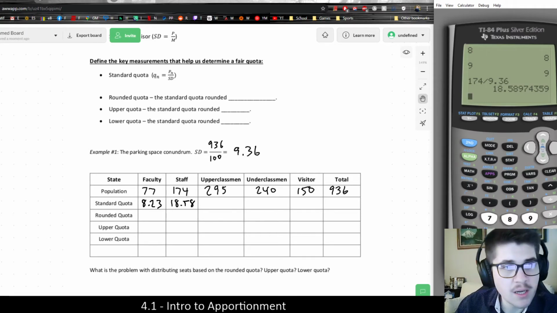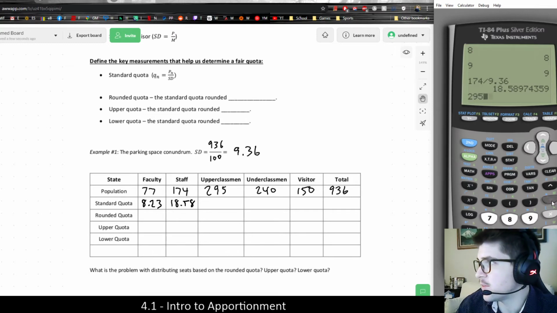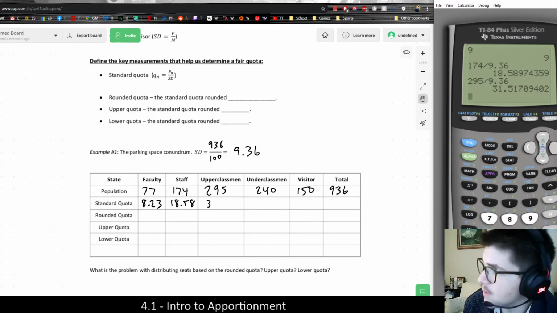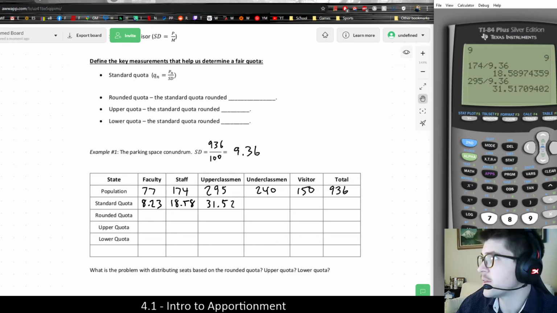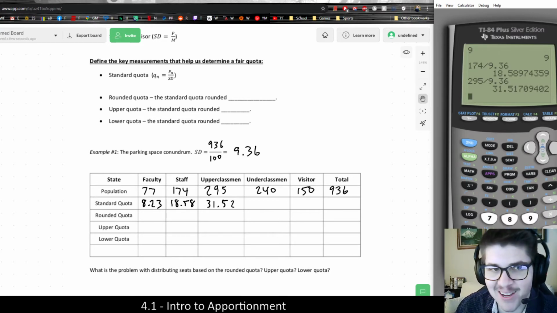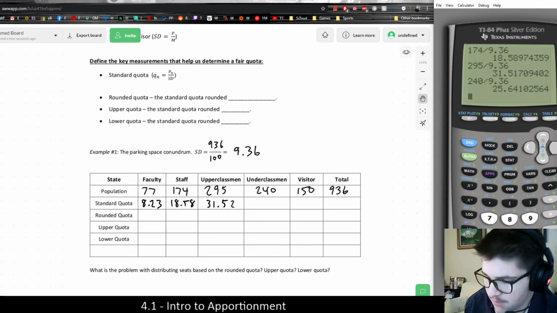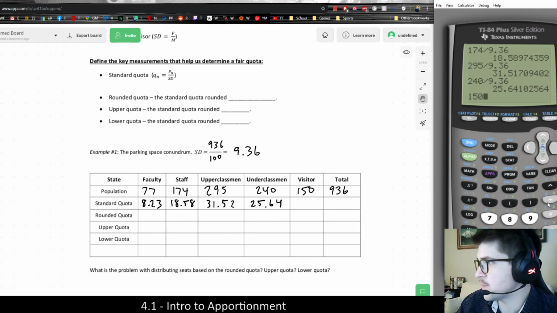When it comes to upperclassmen, 295 divided by 9.36 would be 31.52. And yeah, I should have rounded the staff differently if I was rounding to the nearest hundredth, but it doesn't usually matter that much, and we'll get into why when it does matter and when it doesn't. In this example, it really doesn't matter, which is why I'm not being very careful. But sometimes you do need to be careful in very specific methods, but we will get to that. So anyways, let me go ahead and finish calculating all of the standard quotas.